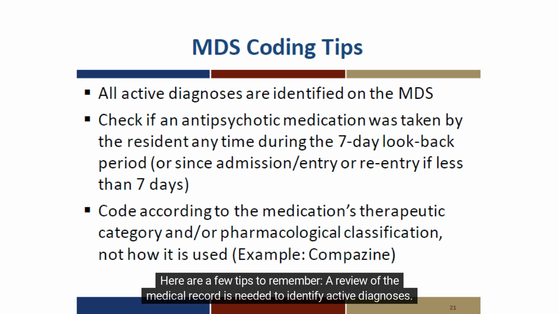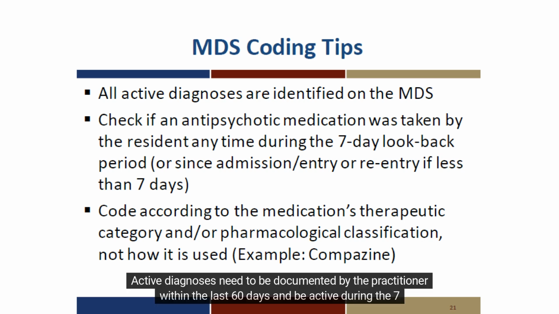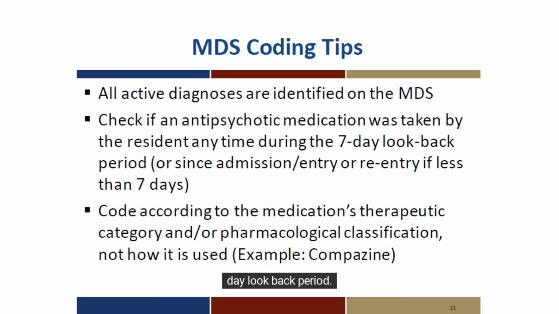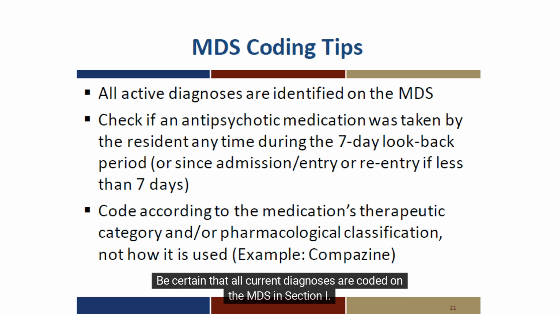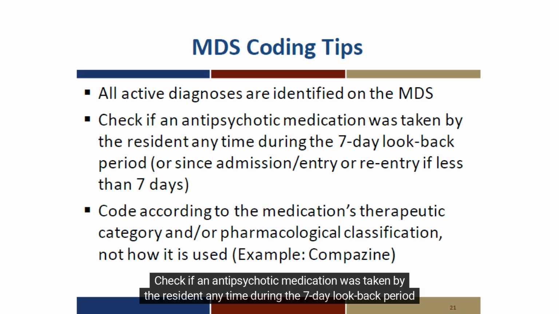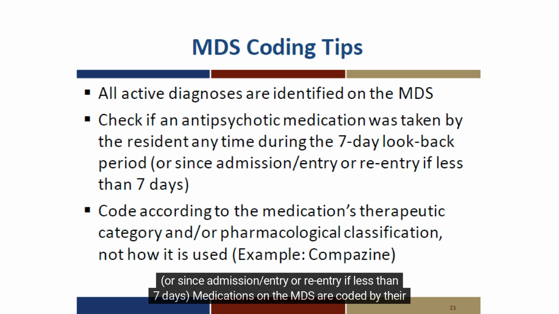A review of the medical record is needed to identify active diagnoses. Active diagnoses need to be documented by the practitioner within the last 60 days and be active during the 7-day look-back period. Be certain that all current diagnoses are coded on the MDS in Section I. Check if an antipsychotic medication was taken by the resident anytime during the 7-day look-back period or since admission, entry, or re-entry if less than 7 days.